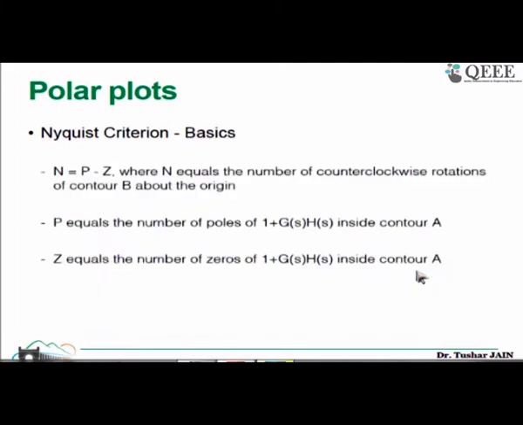Now the summary of what we have seen so far. Z equals the number of zeros of 1 plus GH inside contour A, the exact location of the poles and zeros only in contour A. P equals the number of poles of 1 plus GH inside the contour, and then we compute capital N, the number of counterclockwise rotations, which is equal to P minus Z.